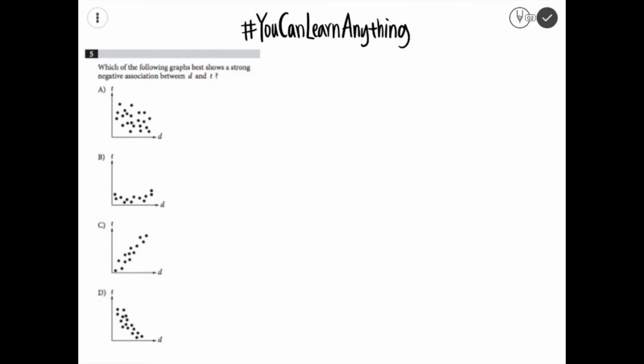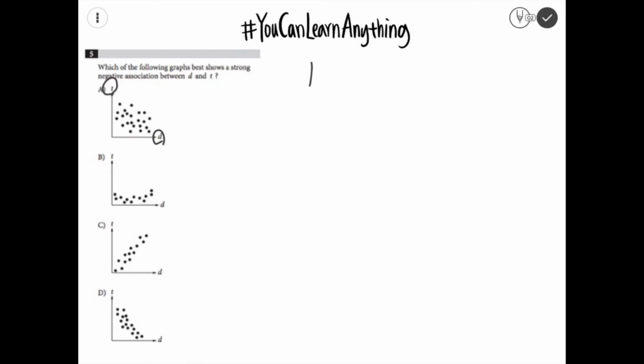Today we're going to talk a little bit about correlation in graphs. This question reads, which of the following graphs best shows a strong negative association between D and T? Now, we know that X and Y are one way to represent a graph, but you can also represent it with D and T. You can see D on the X-axis down here and T as our Y. So what we're trying to do is find the associations between the two.